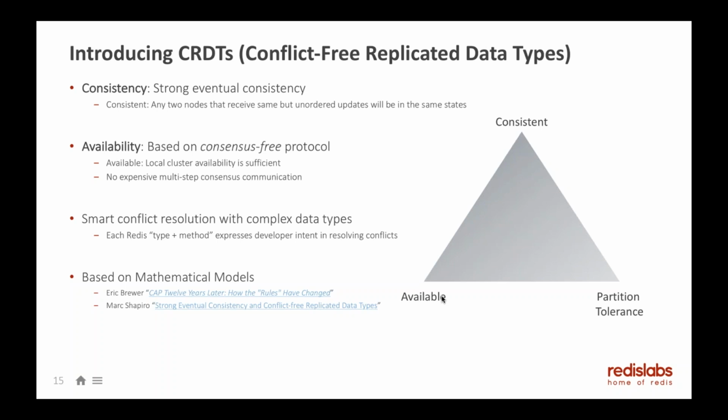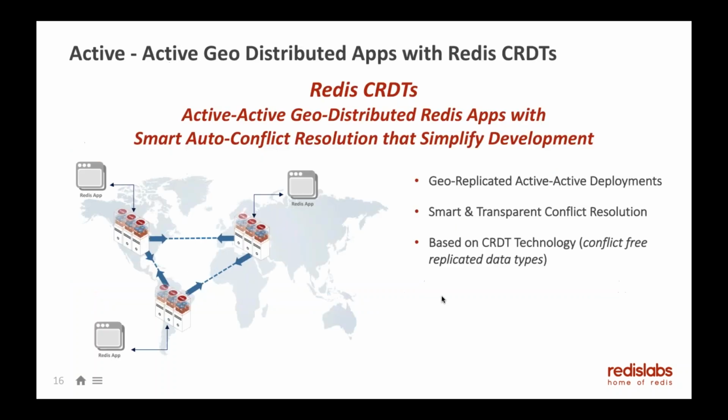Another good article to look for is Marc Shapiro's strong eventual consistency definition and his work on conflict-free replicated data types. He's got a couple of videos and presentations you can find from Microsoft Research as well that will explain these techniques. But this new technique, we think, provides the best balance between consistency and availability and partition tolerance in databases. And that's why it will let you build new types of applications with a much simpler developer experience.